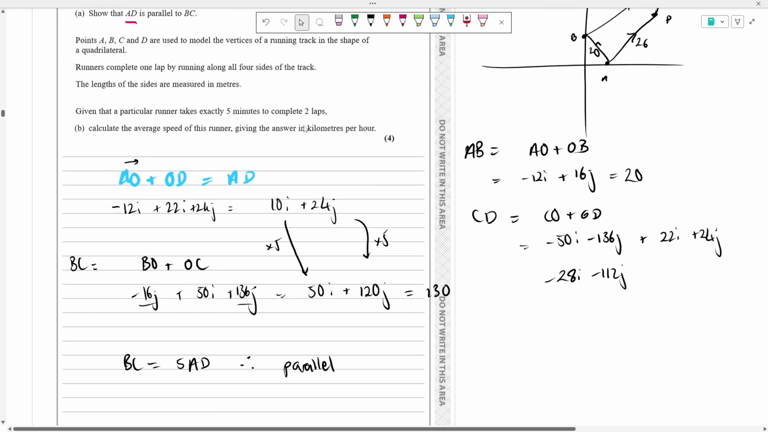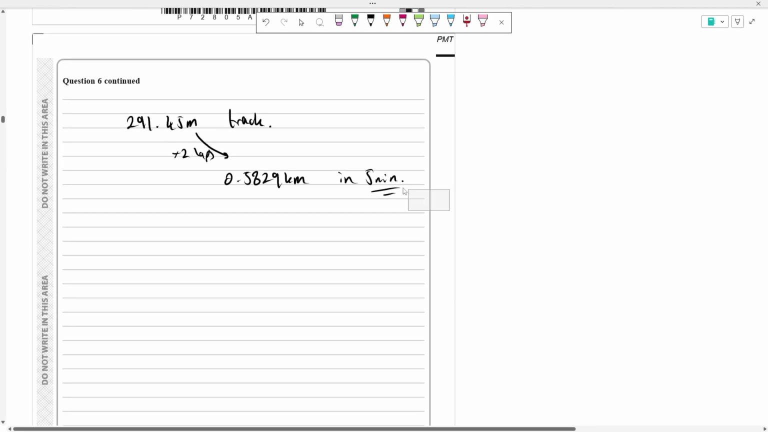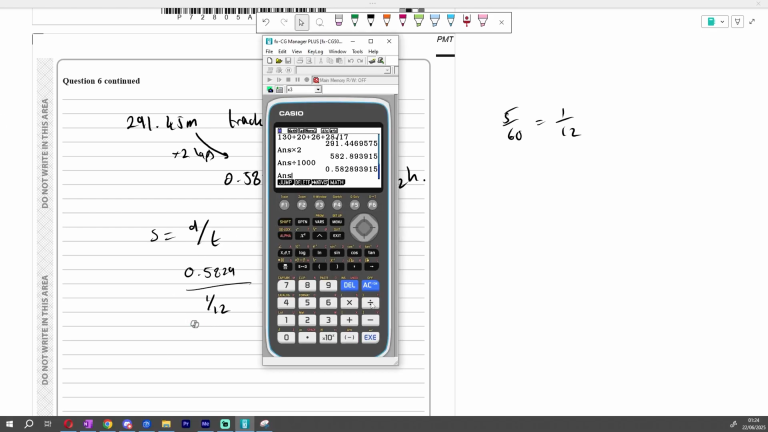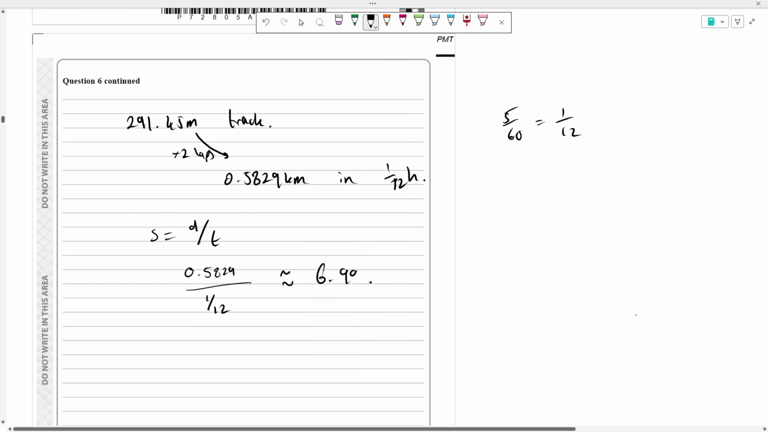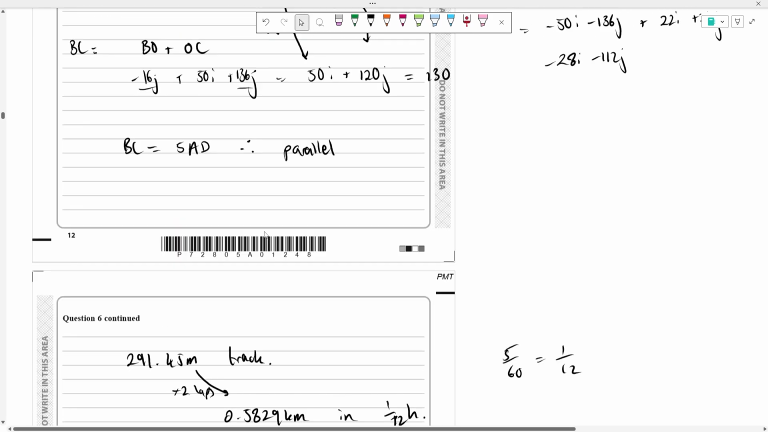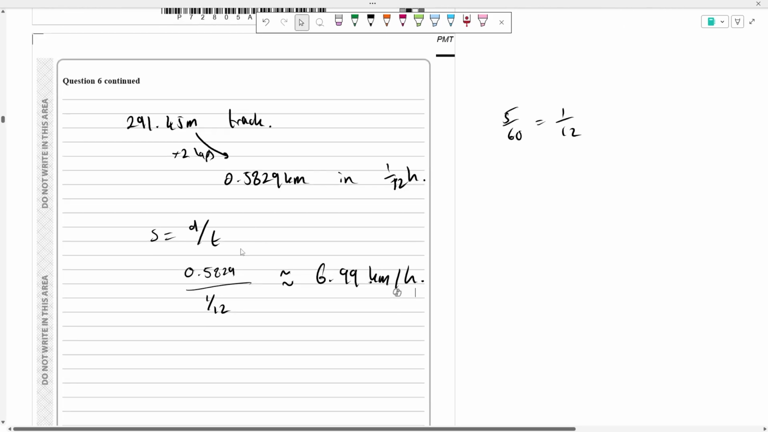Well, the question is also asking us to work out in kilometers per hour. So I'm actually going to convert the 5 minutes to an hour. How am I going to do that? Just divide it by 60, and that gives you 1/12 of an hour. Well, how do we work out this speed now? Speed is equal to distance over time. That's going to be 0.5829 over 1/12. And I'm just going to take that divided by 1/12, and that gives you approximately 6.99 kilometers an hour. Let me just double check. Yeah, let's keep it at 6.99. Perfect.